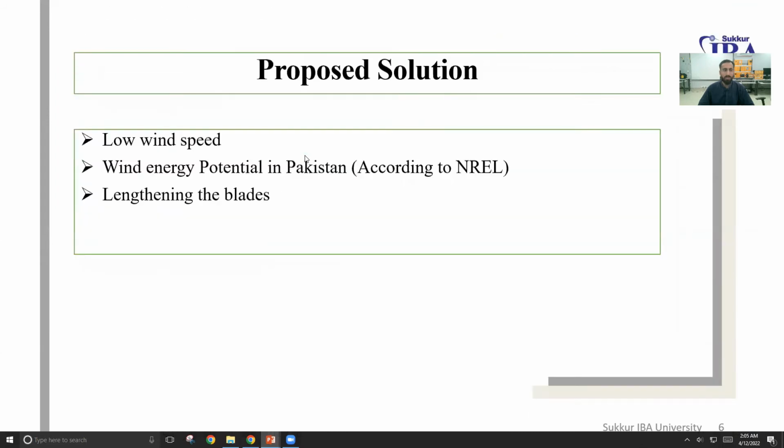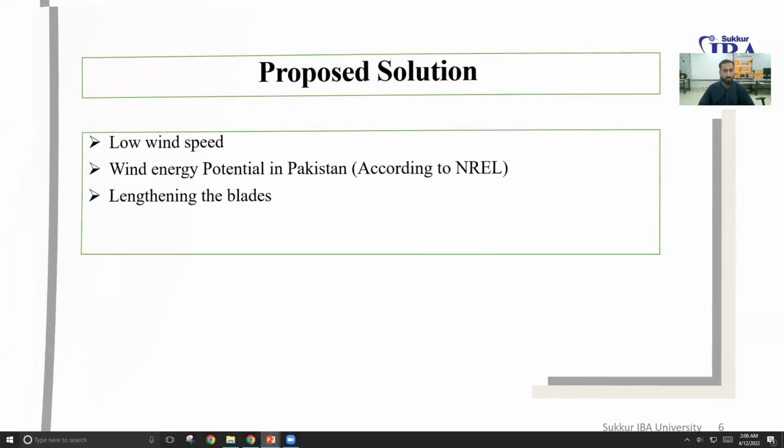So the proposed solution is that we have designed a wind turbine which performs its operation on low wind speeds. According to NREL, the National Renewable Energy Laboratory of the USA, they have estimated the potential in Pakistan is 50,000 megawatt from wind energy utilization. And we know by lengthening the blades of wind turbines, we can increase our output.